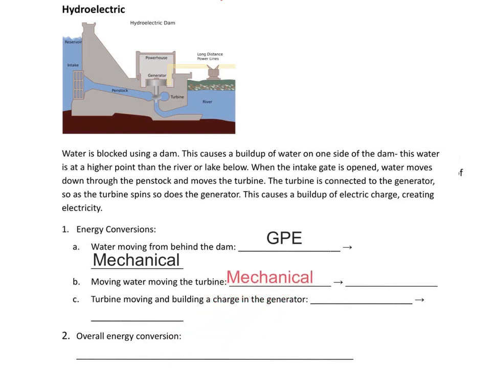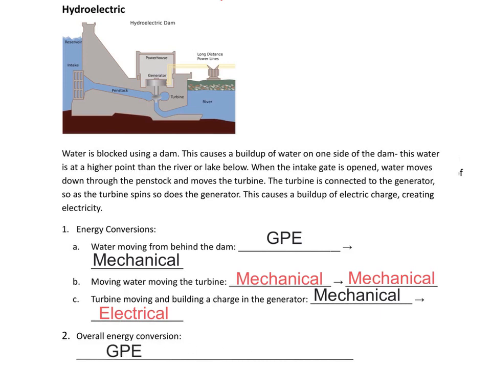The mechanical energy of the moving water goes right to more mechanical energy, but this time it's causing the turbine to move. And just like we've said in the other power plants, anytime that you have a moving turbine, which would be mechanical energy, it can create electrical energy. Here, our overall energy conversion goes from GPE, gravitational potential energy, to electrical energy.